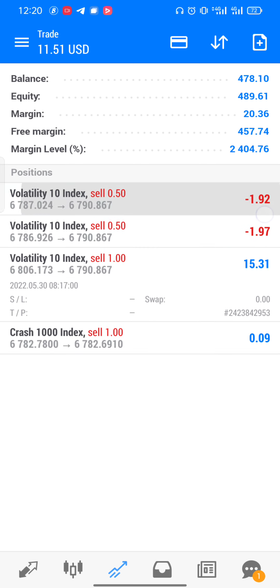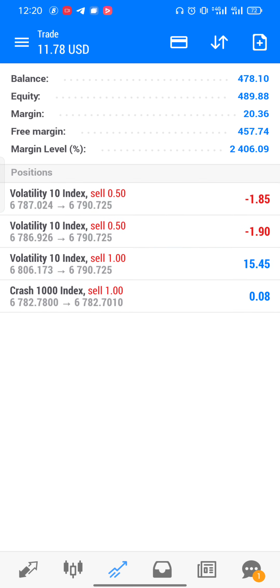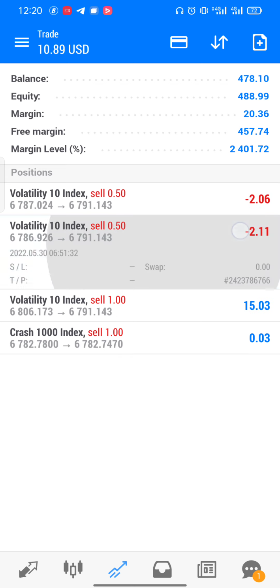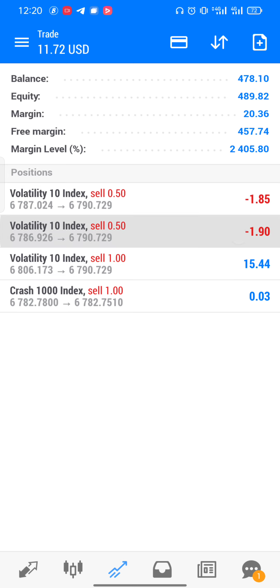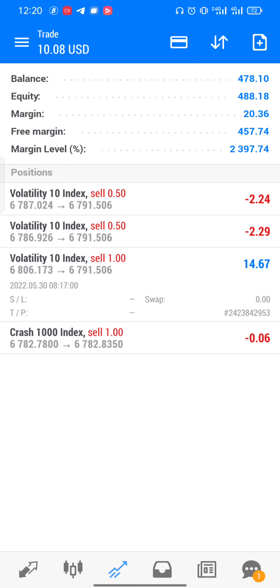So I sold the Volatility 10 index. Actually, I entered the trade too early, so that's why I had some drawdown, but it's coming back to profit now. Then at the top resistance level, where I was supposed to enter this trade, I placed this trade, which is currently on $14 profit. So this is how we trade, guys, with proper risk management.